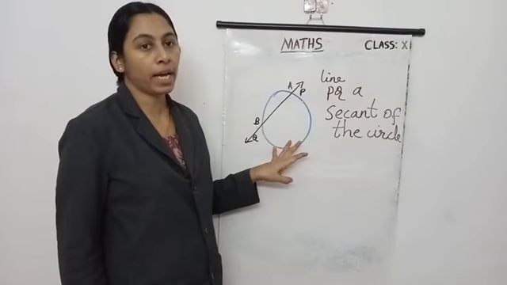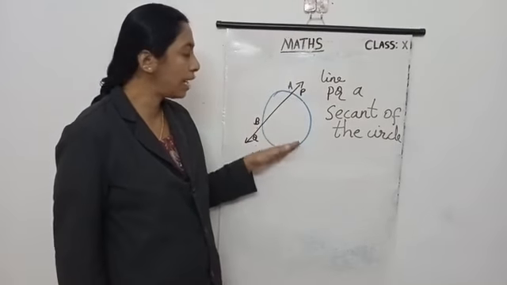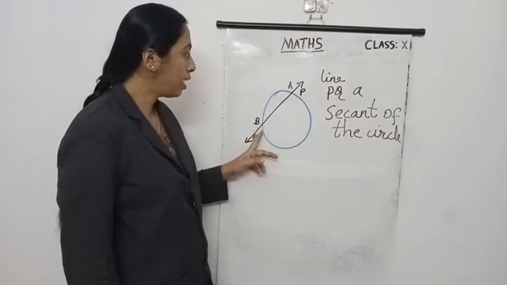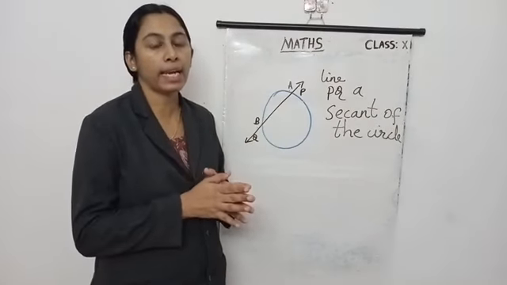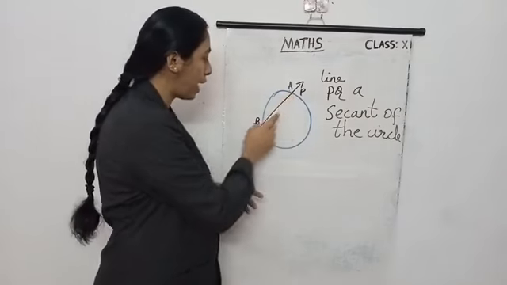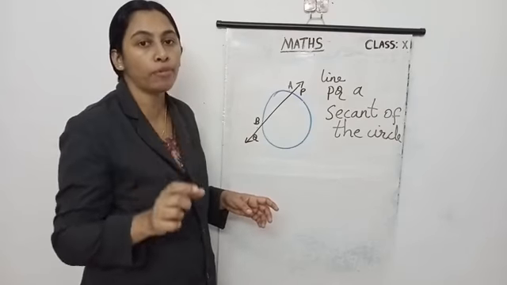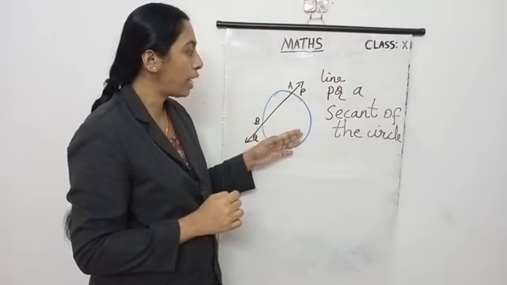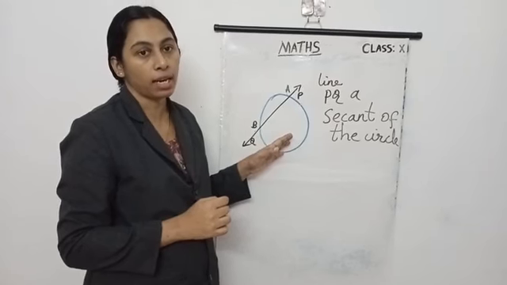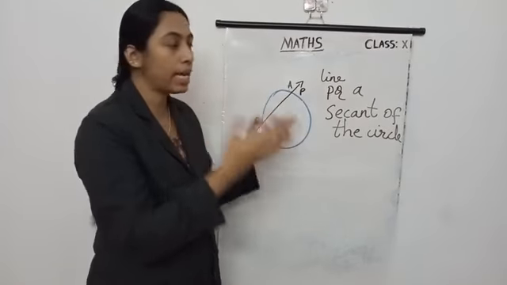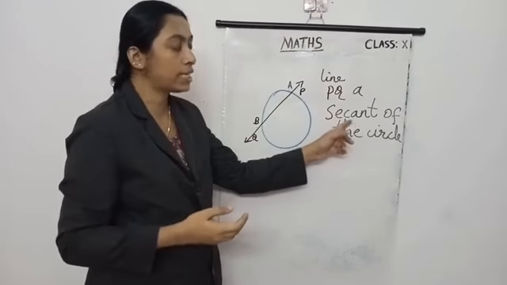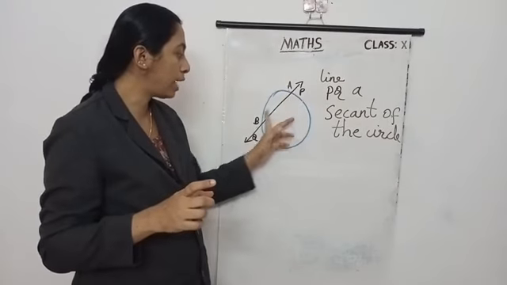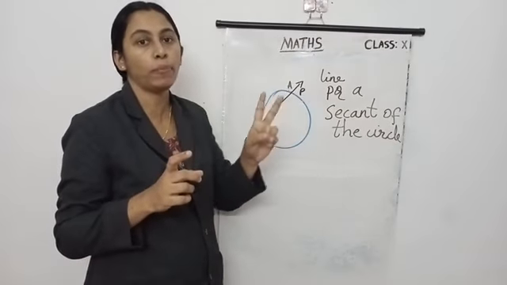Now look at this figure. What is the speciality of this line and the circle? Yes, there is a relation. There are 2 common points for the line and the circle. Points A and B are common to the circle and this line PQ. So line PQ is a secant of the circle, because both of them have 2 common points.